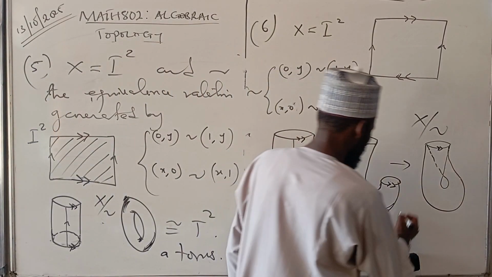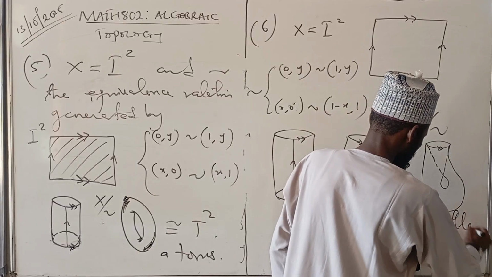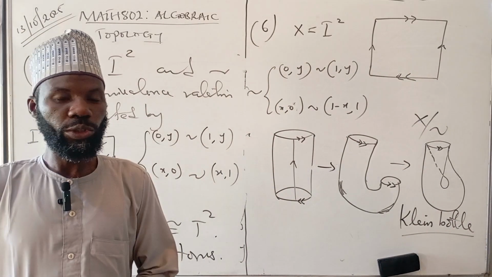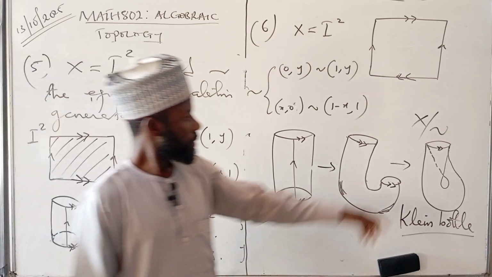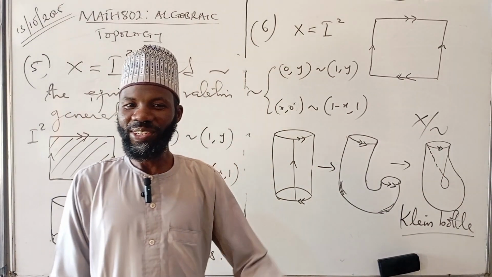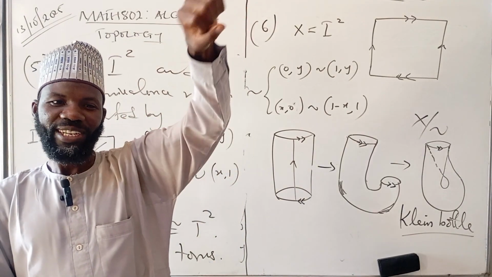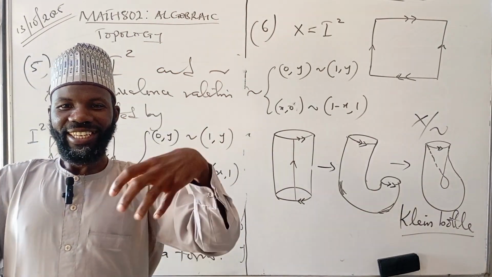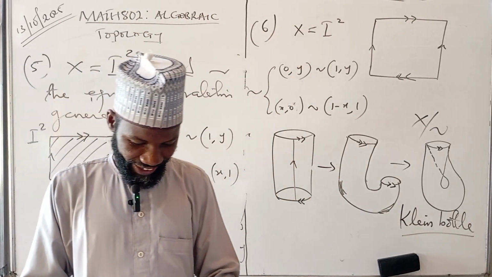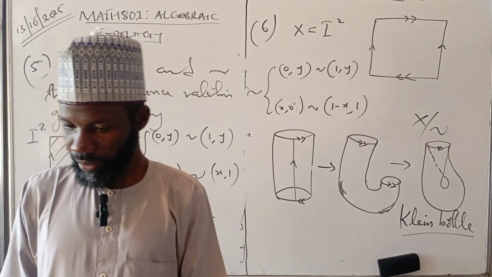It is called the Klein bottle. You can never fill it with water. You start pouring water inside. There is no inside and outside, so you can continuously be putting the water. It gets filled up and then it starts falling out. So this is the Klein bottle.